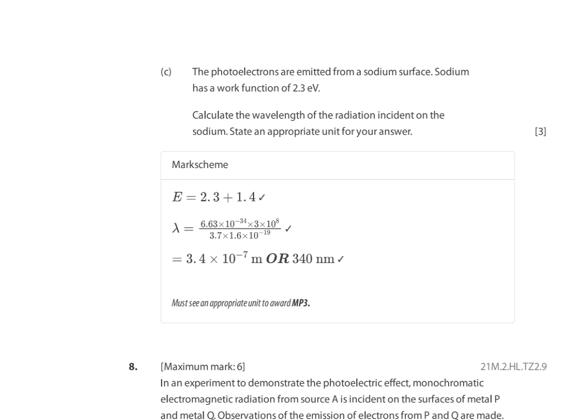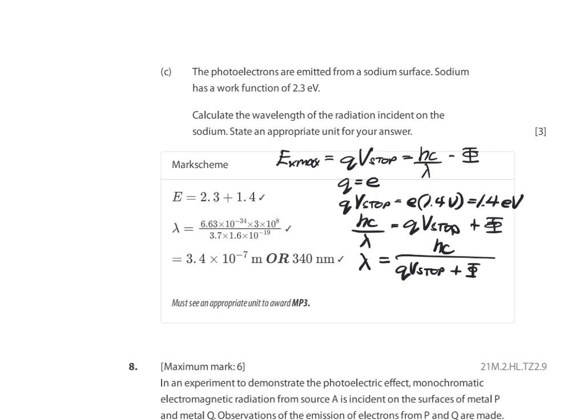And here we have 7c saying that the photoelectrons are emitted from sodium. It has a work function of 2.3 eV. Calculate the wavelength of that radiation on the sodium. All right, so we know that maximum kinetic energy is q times the stopping voltage, which is hc minus the work function, h over lambda minus the work function. q is an electron, so q is e. So that qV stop, the V stop is 1.4 volts. So that's where the 1.4 eV comes from in the mark scheme.